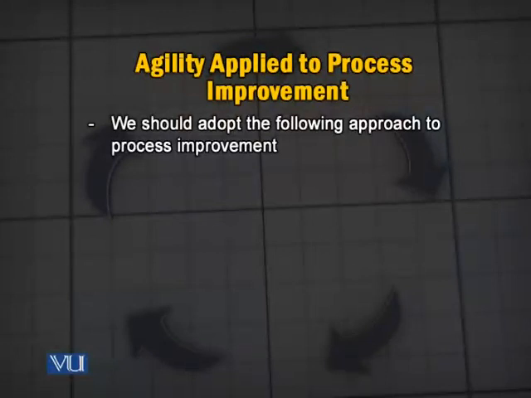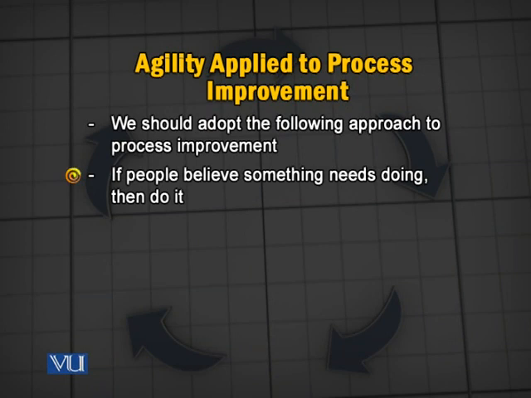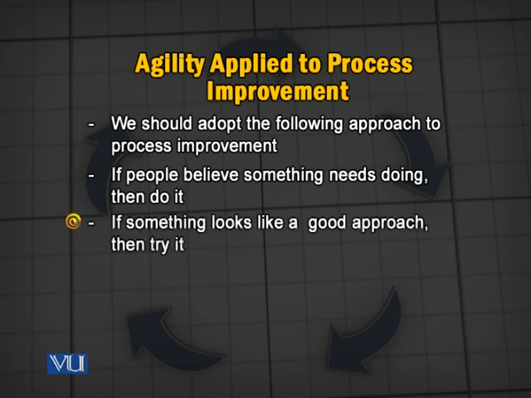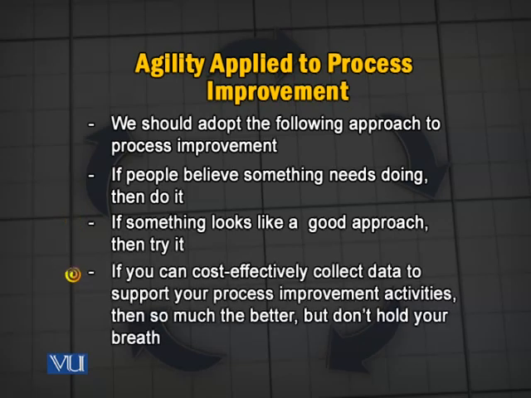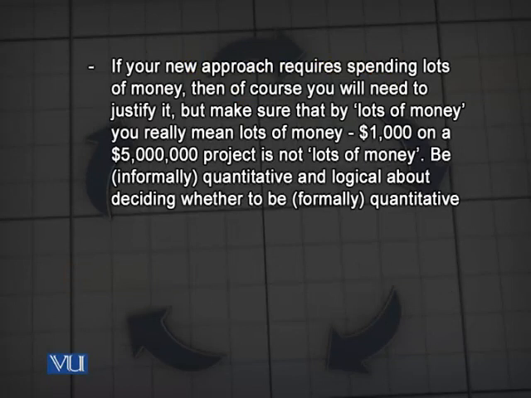So in order for us to adopt a process improvement approach, if people believe something needs doing, then we need to do it, and there can be a management decision to just follow that approach. If something looks like a good approach, then you can try that. If you can cost effectively collect data to support your process improvement activities, then so much the better. However, you don't have to hold your breath and you don't have to worry about it too much. If your new approach requires spending a lot of money, then of course you will need to justify that. But make sure that lots of money really means lots of money. For example, $1,000 on a $50 million project is not a lot of money. So here is an advice: be informally quantitative and logical about deciding whether to be formally quantitative.